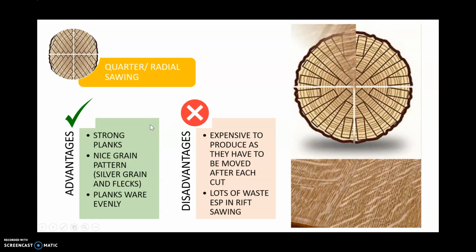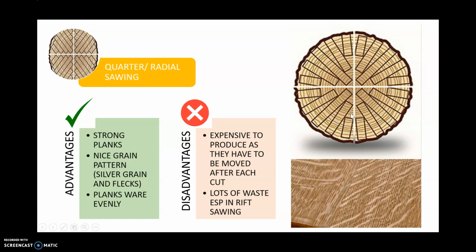The disadvantages are they can be expensive to produce, as they have to be moved after each cut, and you can get lots of waste. So you can see here, we're only getting 1, 2, 3, 4, 5 planks out of this quad, so 20 altogether, and look at the amount of waste you're having.